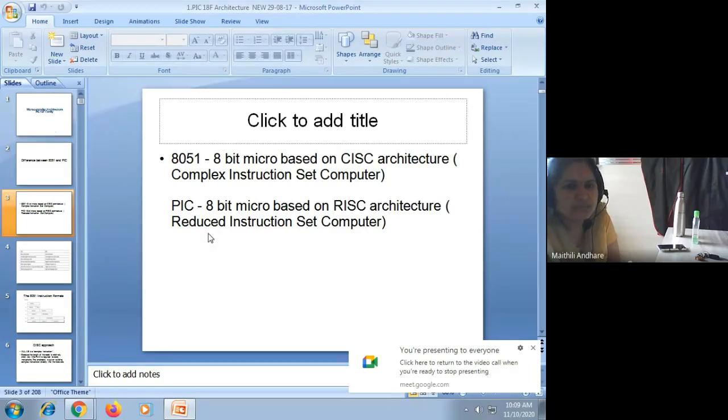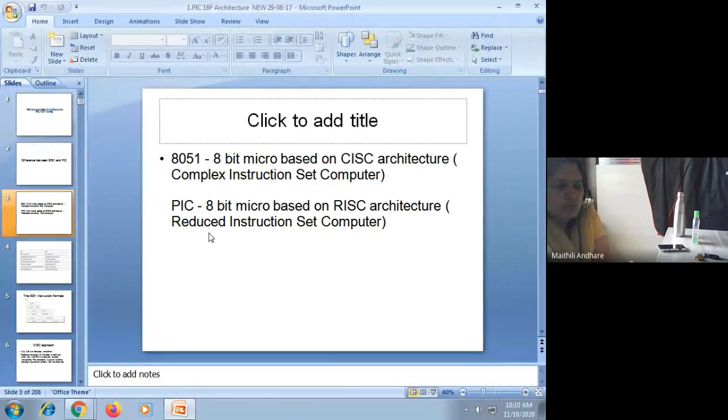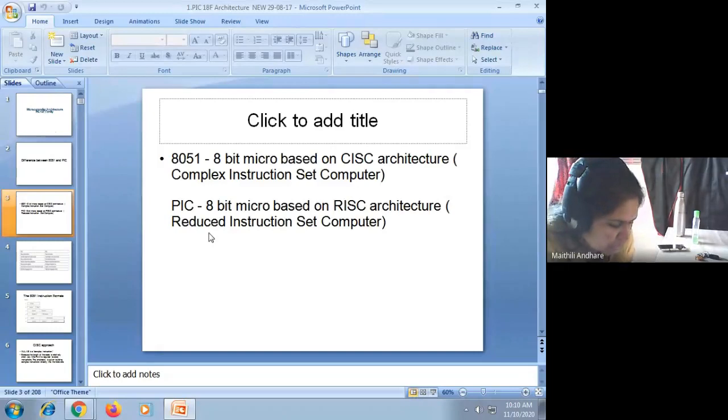The 8051 comes under CISC, and the PIC microcontroller comes under the RISC architecture. The long forms are complex instruction set computer and reduced instruction set computer. The words themselves give the meaning: complex instructions and reduced instructions. We have already studied that for 8051 almost 255 instructions are there, and some of them are complex instructions. In the PIC microcontroller the instructions are reduced; the number of instructions is less.